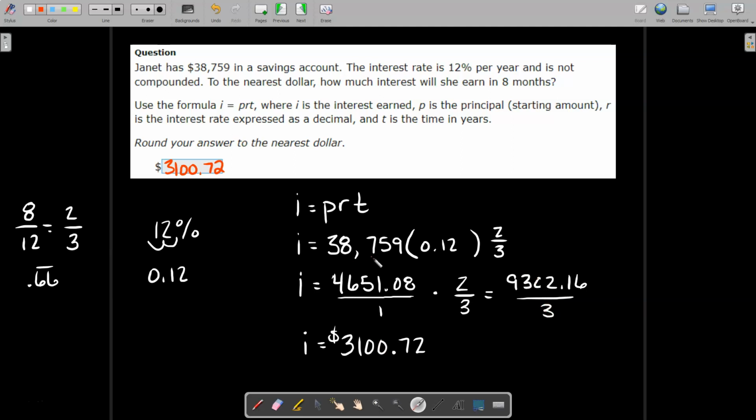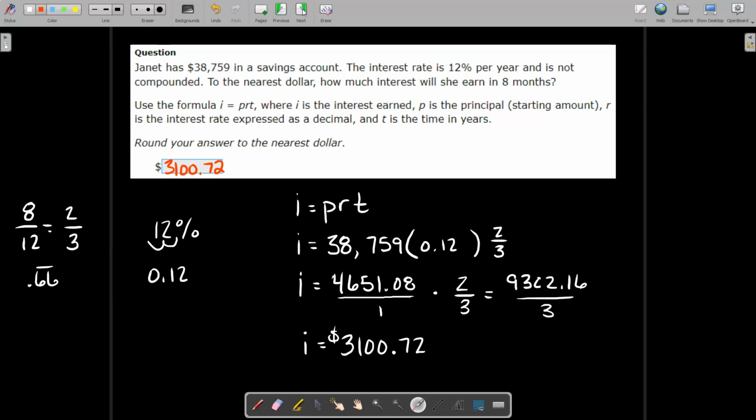Now, on a calculator, if I were working this out, I had this written down, I would just go ahead and multiply the principal times the interest rate, multiply it times 2, and then with all that in my calculator, I'd hit divided by 3. But I wanted to take the opportunity to go ahead and write it all out so that you understood what was going on there.